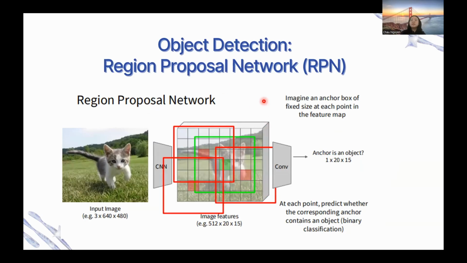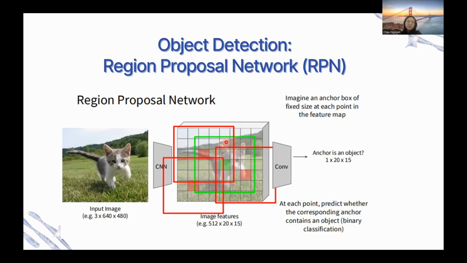But then the question becomes, how do we know which blob to learn from? How do we know which region to learn from? Faster RCNN improved this by introducing the region proposal network, also called RPN. The RPN generates region proposals directly from the feature maps, and it eliminates the need for an external proposal algorithm.